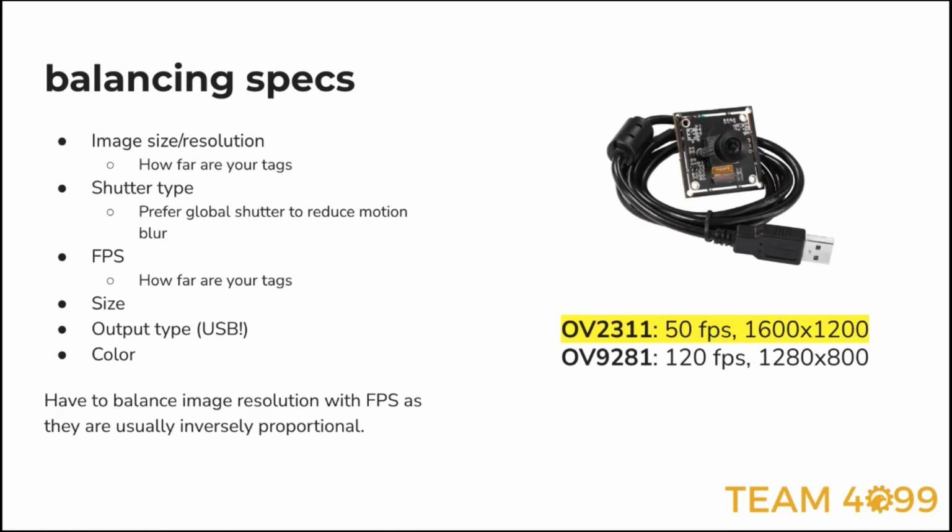Output type is also really important. You see a lot of teams using the ribbon cables that go into Raspberry Pis. I'm not really a fan of that just because ribbon cables can be pretty delicate and the actual connectors themselves can be pretty delicate. So we try to stick with USB, just because it's also easier to put into a computer and actually calibrate the camera and then put it back into an Orange Pi.